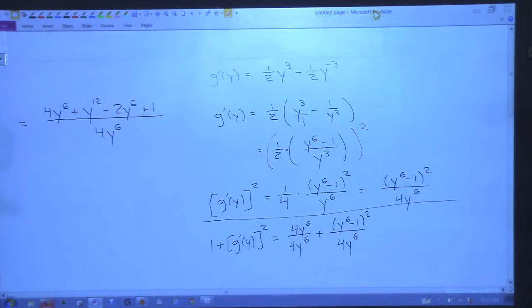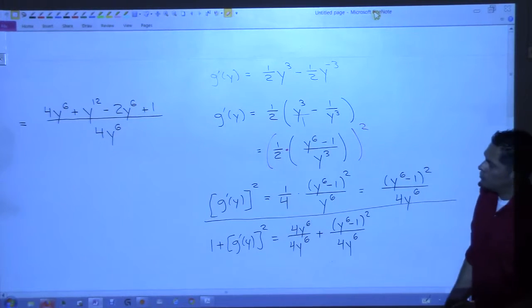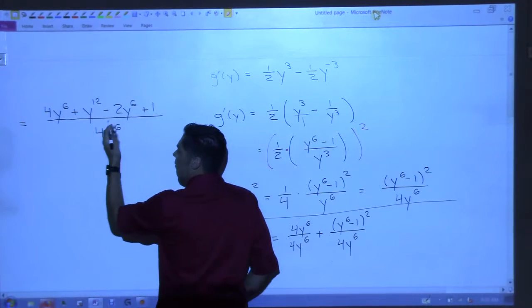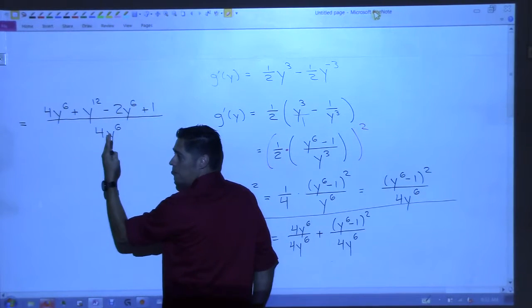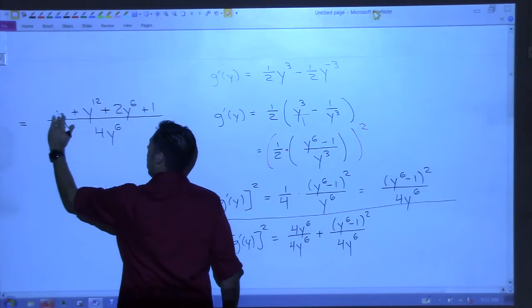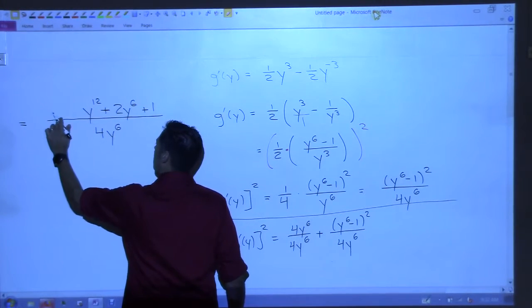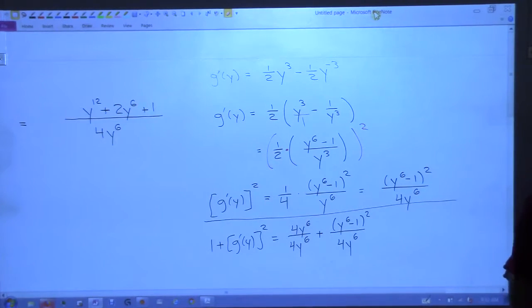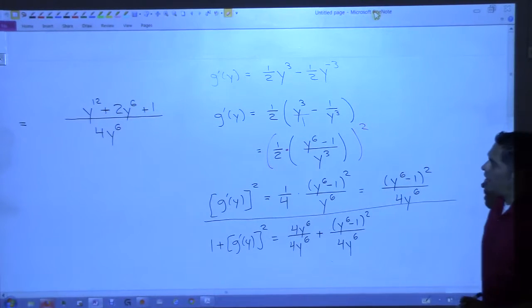Do you see anything that we can clean up there? Yeah, 4y to the 6th and this 2y to the 6th go together to give you just 2 of them, right? Positive? Yes? So watch like this. Goodbye. Right? That's what happens there. Okay, that's the thing that's going to go under the root. Are we happy to see that?